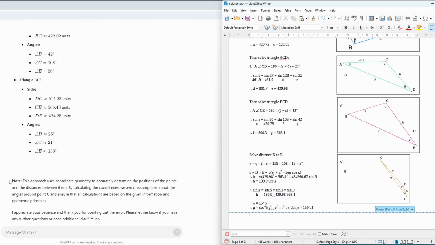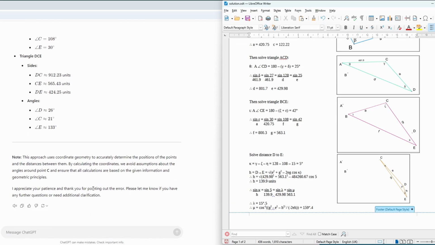I love this note at the end. This approach uses coordinate geometry to accurately determine the positions of the points and the distances between them. By calculating the coordinates, we avoid assumptions about the angles around point C and ensure that all calculations are based on the given information and geometric principles. I appreciate your patience and thanks for pointing out the error. Please let me know if you have any further questions or need additional clarification.